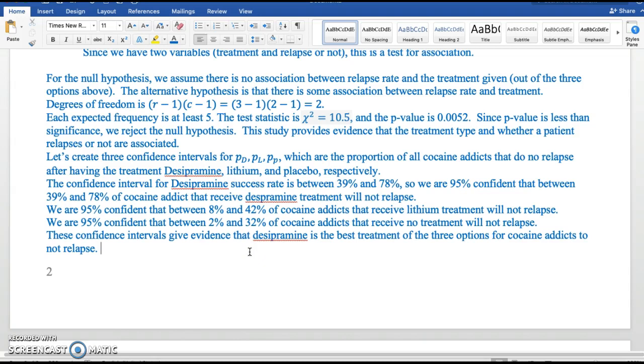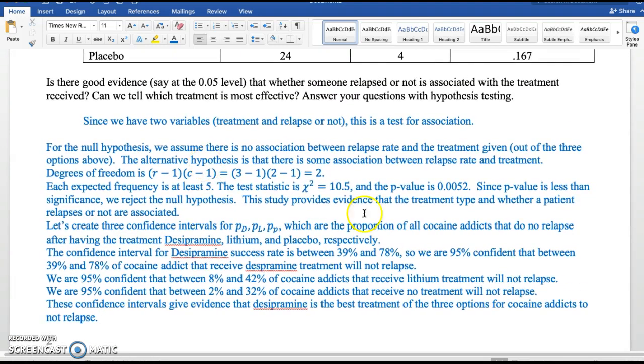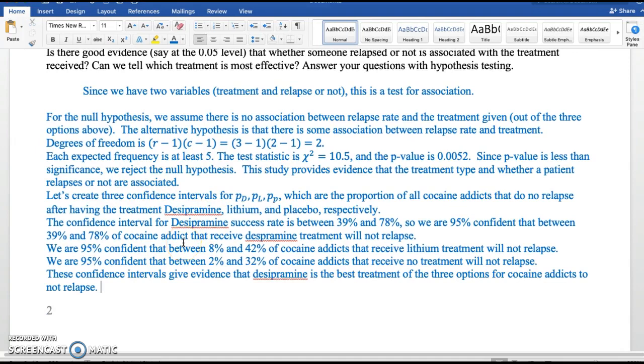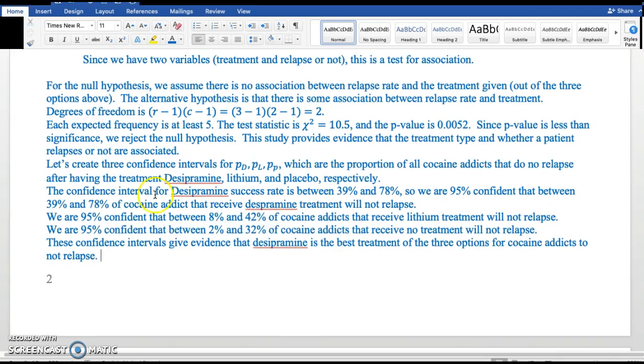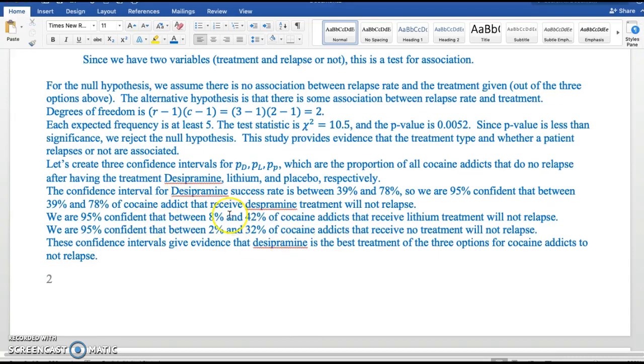All right, okay, so hopefully that makes sense. We did the test for association since we found evidence that the treatment type and whether the patient relapses or not are associated. So then usually it's standard practice to take more of a deep dive to look at the data a little bit more. I looked at each of those proportions separately, and all of them had a positive proportion, which is good, but the largest percentage was the disipramine with 39% to 78% as possibilities for the true success rate.